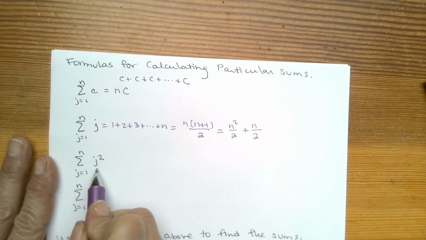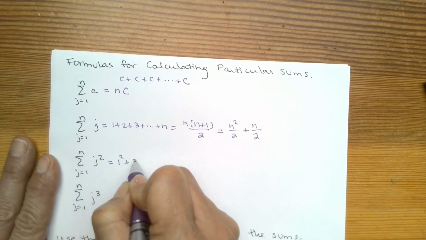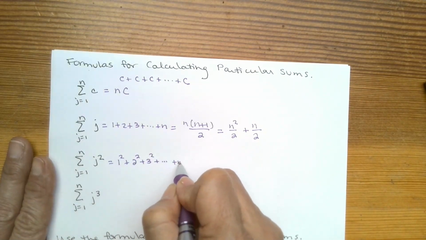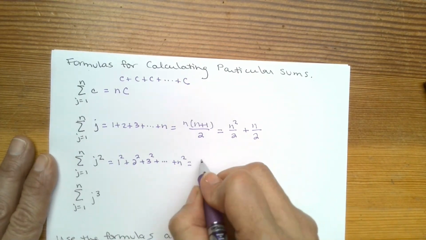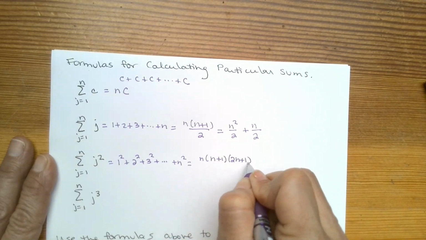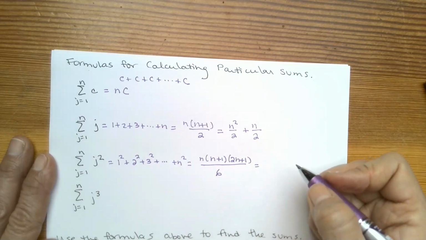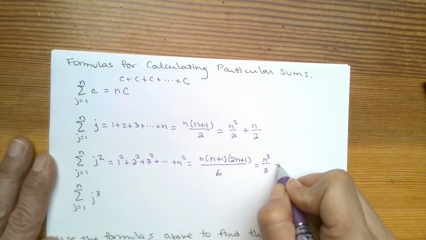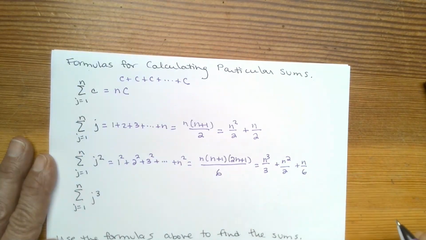Okay. Summing up the j squareds from 1 to n, right? So again, 1 squared plus 2 squared plus 3 squared plus all those terms in the middle plus n squared. A formula for this is n times n plus 1 times 2n plus 1 all over 6. And if you multiply all of that out and simplify, that becomes n cubed over 3 plus n squared over 2 plus n over 6.